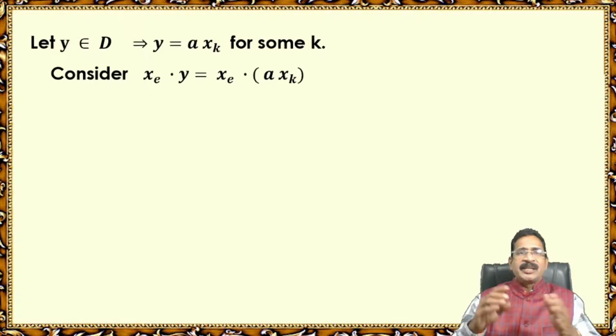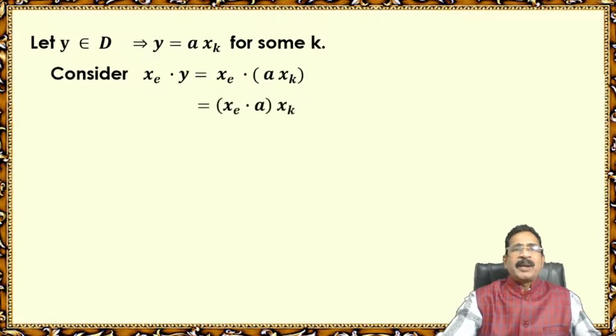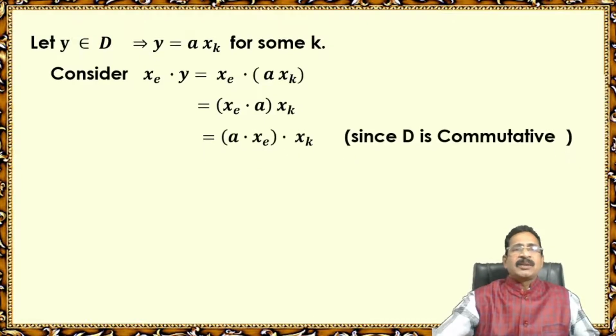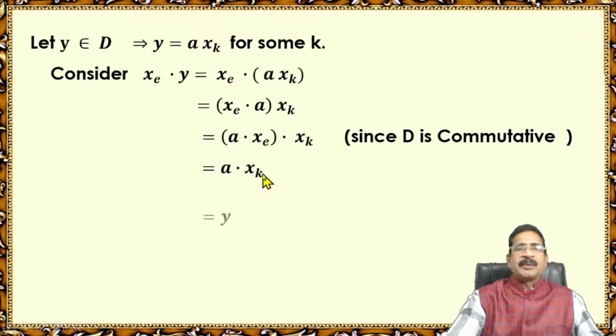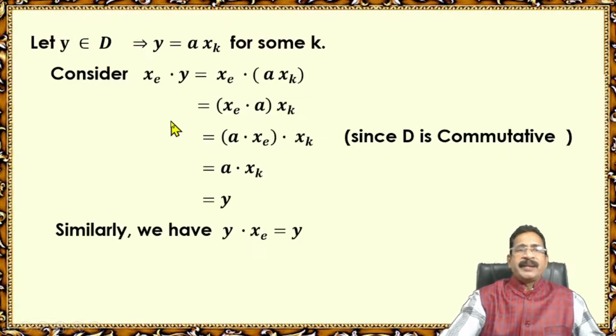Consider xe into y. Xe into y, where xe is the same. What is y? y is a x k. Now apply the associative law here: x into a into x k. x into a is the same as a into x, since D is commutative. So a into x k is nothing but y. So what we get? xe into y is equal to y.